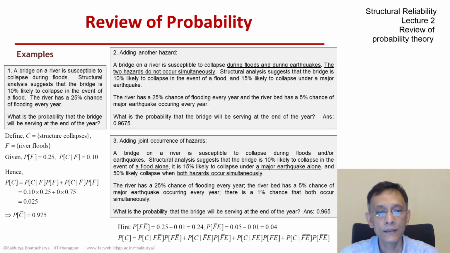And now if you apply the theorem of total probability, the answer, as I have already given, is 0.965 for the bridge will not collapse.